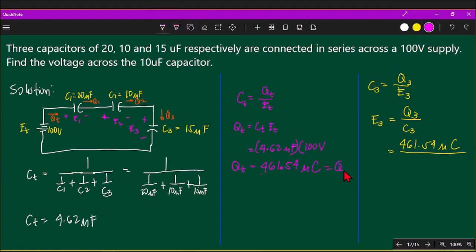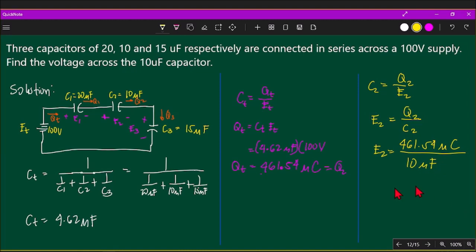So this will be Q sub 2. Like I said, the charge flowing across a series capacitor circuit is equal. So our Q sub T is also equal to our Q sub 2. So this will all become Q sub 2 here, and we'll be solving for E sub 2, the voltage drop across the 10 microfarad capacitor. So C sub 2, Q sub 2, E sub 2, so E sub 2 is Q sub 2 over C sub 2. Our E sub 2 is equal to 461.54 microcoulomb over 10 microfarad.